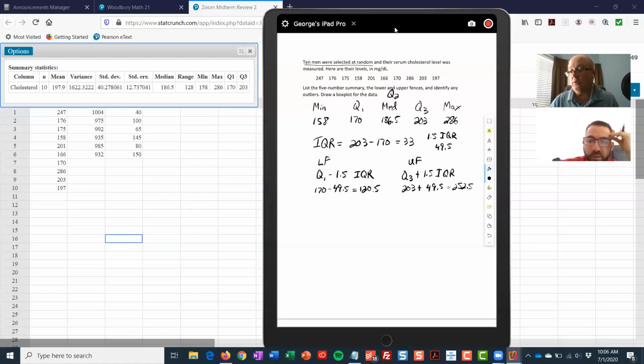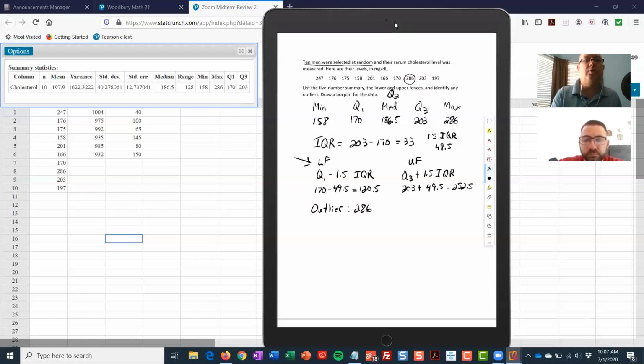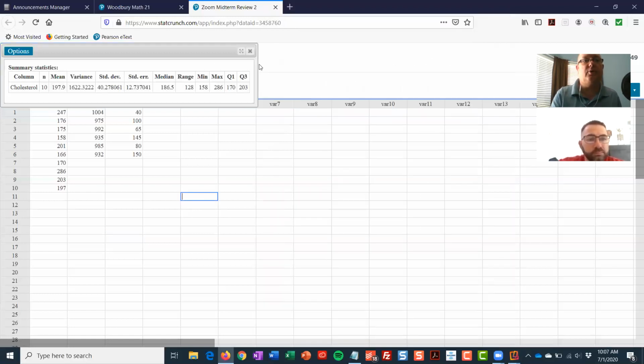Okay. Are there any outliers here? What we're looking for are values smaller than 120.5, and I don't see any of those. Or values above 252.5, and there is one. 286 is an outlier. So this is how you would find the outliers using fences. Now, StatCrunch will show us the outliers as well, but it won't tell you the fences. So when I ask for the fences, you have to use this by hand formula. That's the only way to do it. Let me switch over and make the graph.